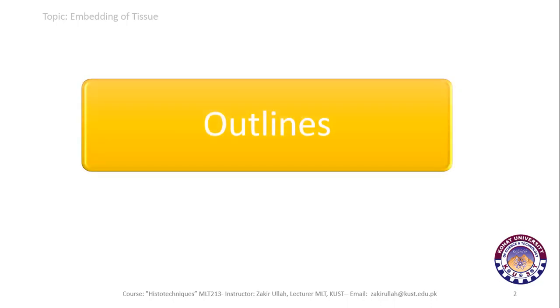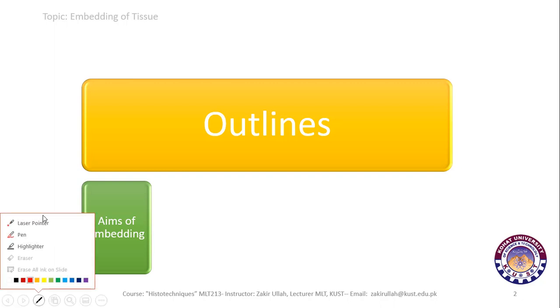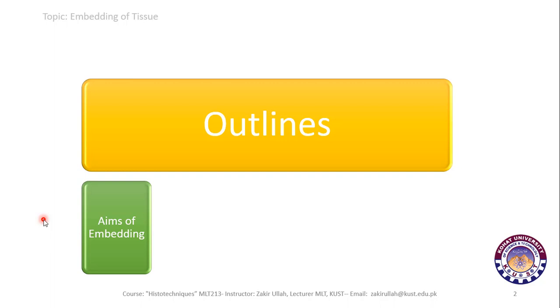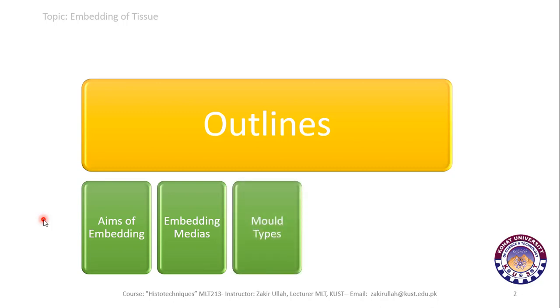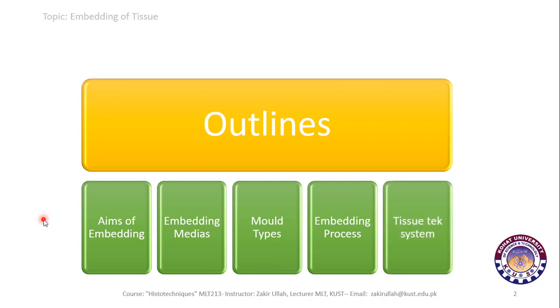The outline of this lecture is first the aims of embedding, what is the purpose of embedding, and then the different types of embedding media and the different molds that are used for the embedding of the tissues. What is the embedding process, how a tissue is embedded in that embedding medium, and in the last we will discuss the machine which is used for the embedding of the tissues with the paraffin wax.